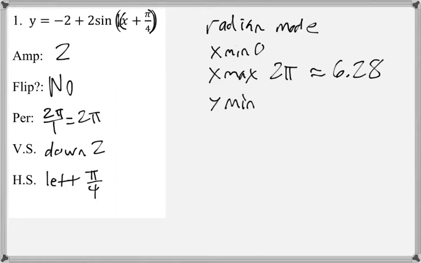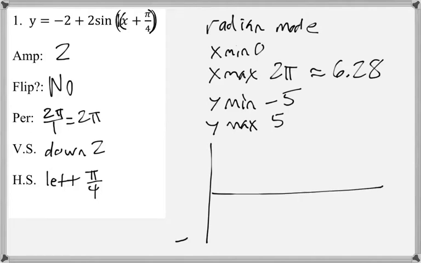The y min, I'm going to make that -5. The y max, I'm going to make that 5. So that's just really my window that I'm going to view this on. And if you press graph, this is what our graph will look like.